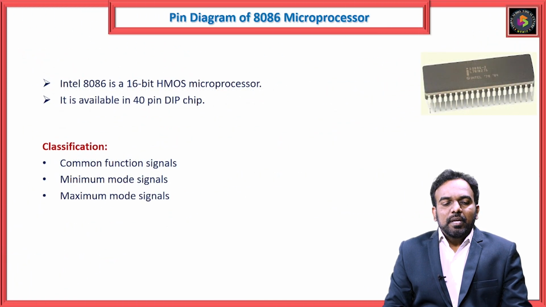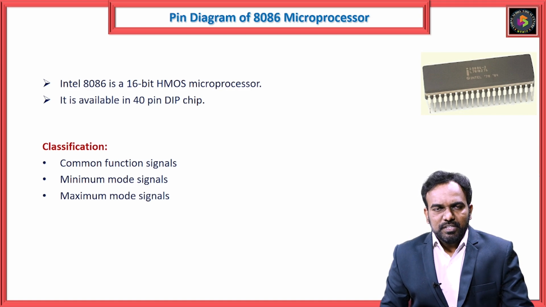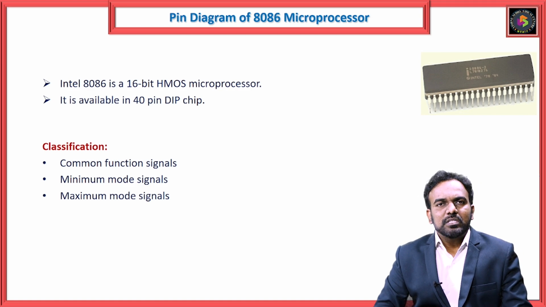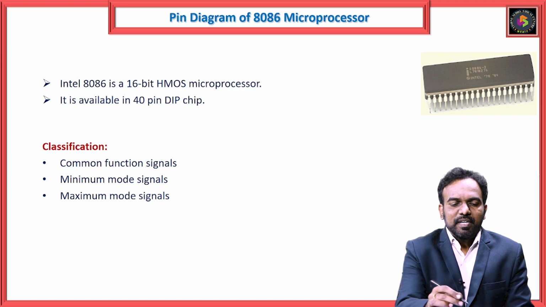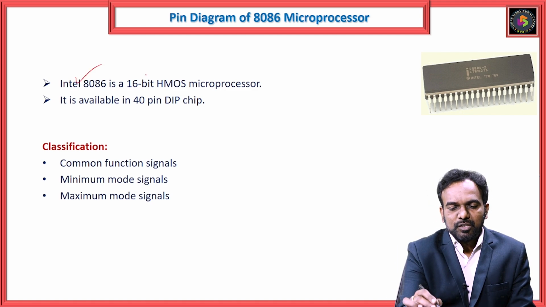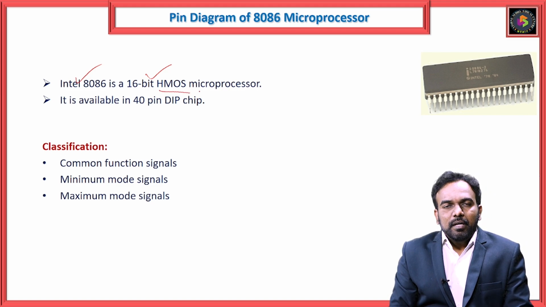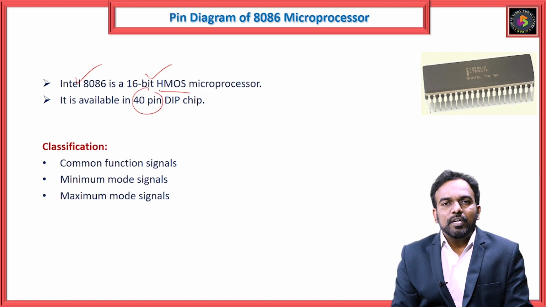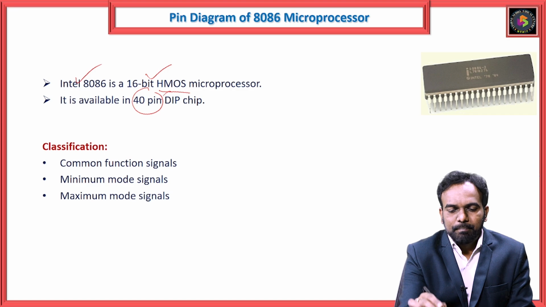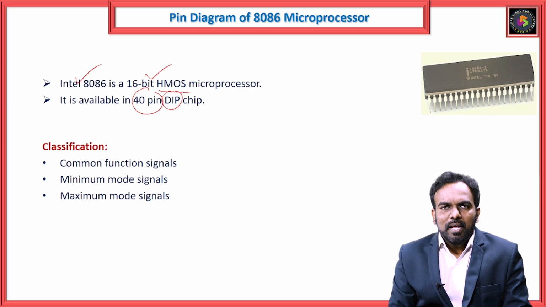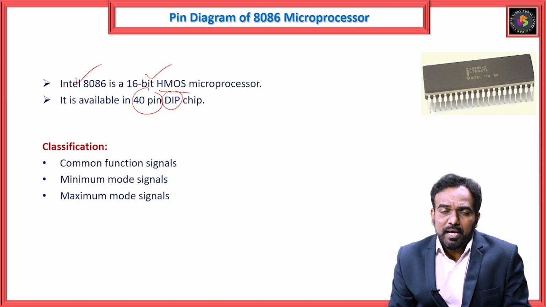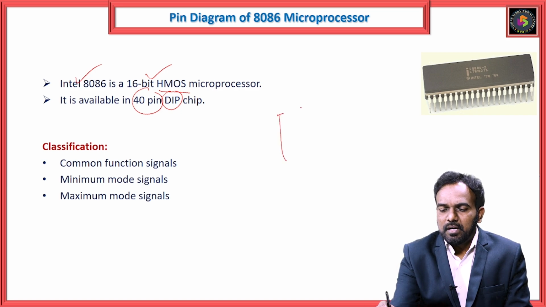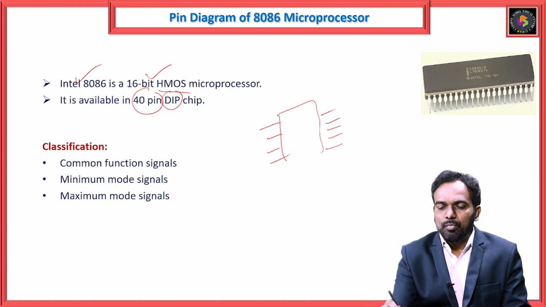Now, we already discussed in the previous sessions that our processor is the 8086 microprocessor. This is invented by Intel company. This is the HMOS microprocessor. In 8086 microprocessor, totally it contains 40 pins. Those 40 pins are available in the form of DIP. Here the DIP stands for dual inline package. Dual inline package means both sides are having the pins. The pins are configured on both sides.